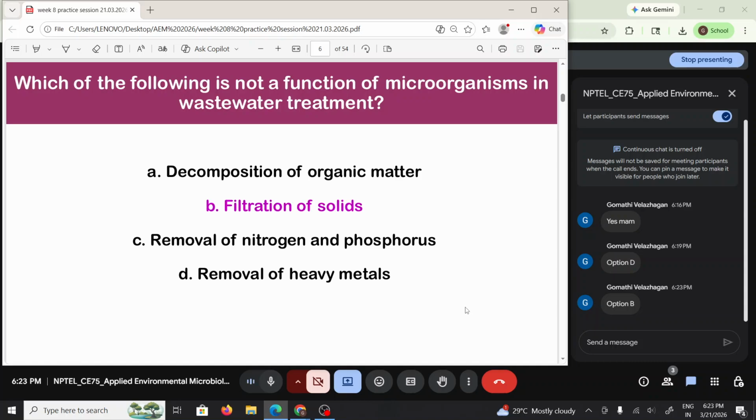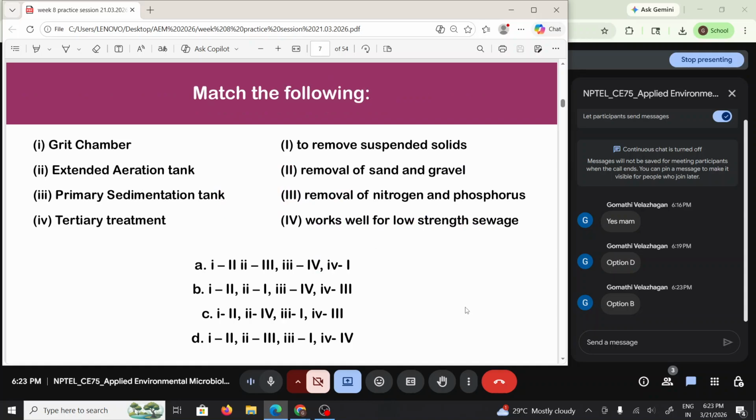Exactly. So microorganisms decompose organic matter. As I told earlier, it could be an aerobic process or an anaerobic process. They do removal of nitrogen and phosphorus as well as heavy metals. We have seen this in different kinds of bioremediation strategies. Whereas filtration of solids, obviously we use membranes, and that is not a biological function.